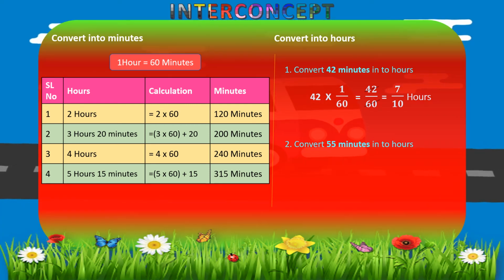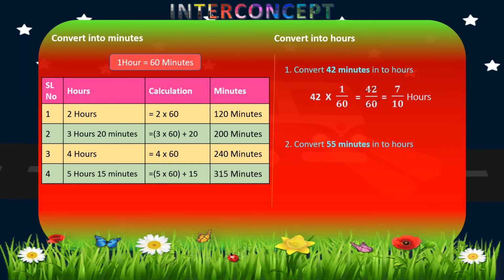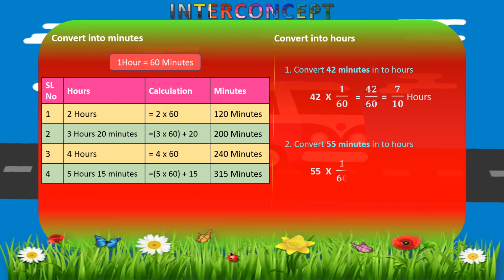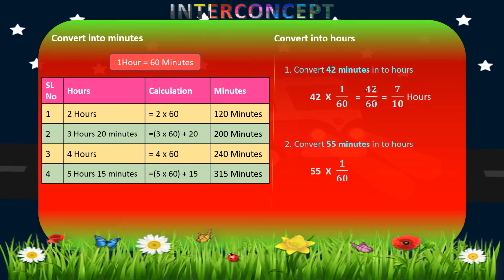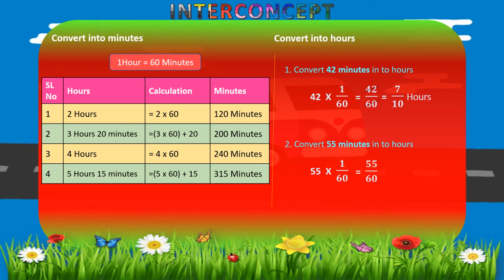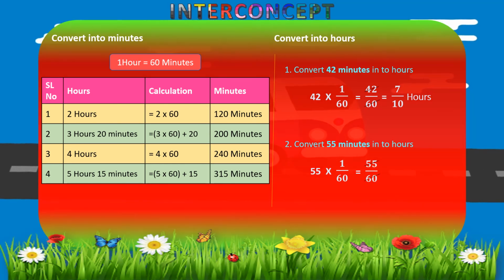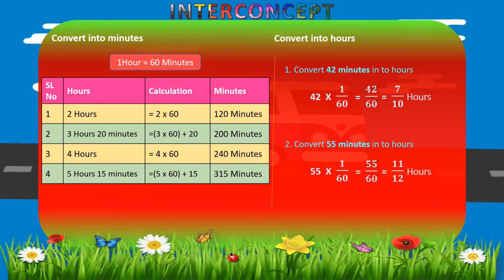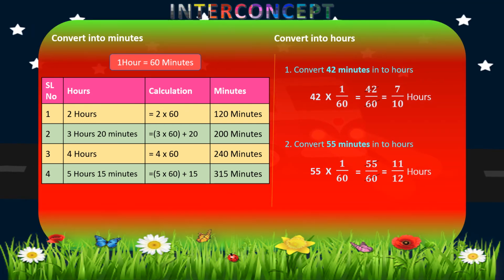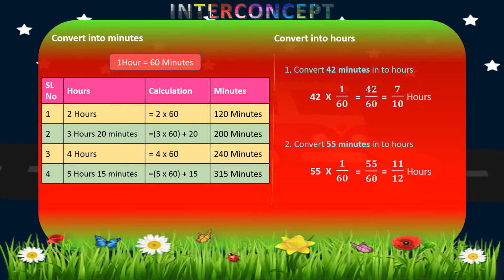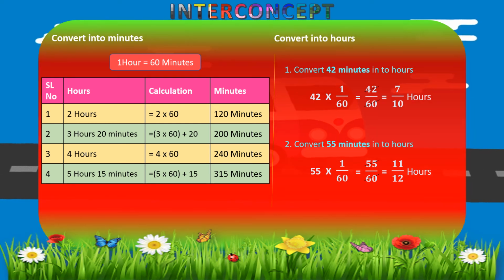And second one is convert 55 minutes into hours. So 55 into 1 by 60 is equal to 55 divided by 60. The answer is 11 divided by 12 hours.